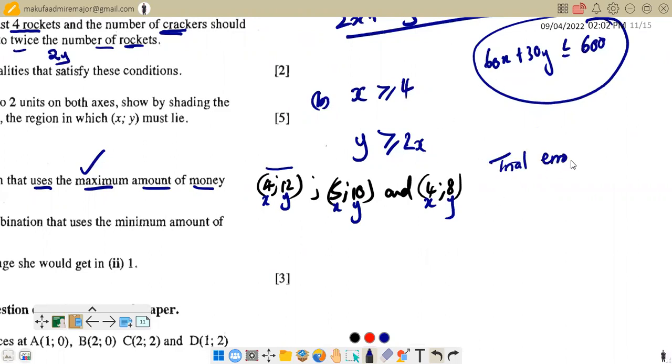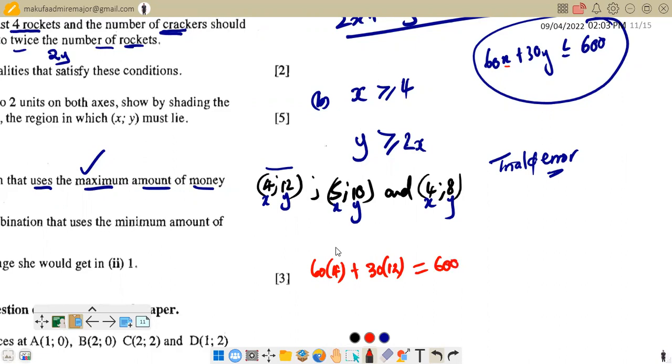It's not direct, it's trial and error. So you have to try. So let's try the first one. When x is 4, we substitute 4 in place of x. So it's going to be 60 times 4 plus 30 times y, which is 12. Let me substitute 60 times 4 plus 30 times 12 in this case. I'm obtaining 600. So this one is exactly giving us 600.